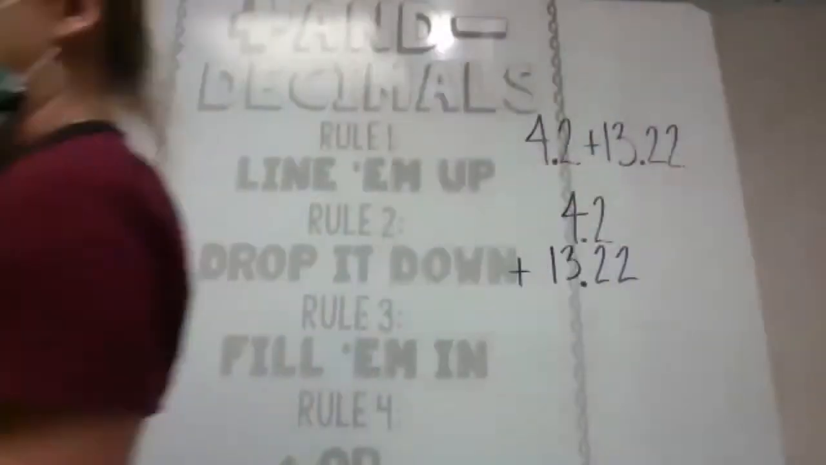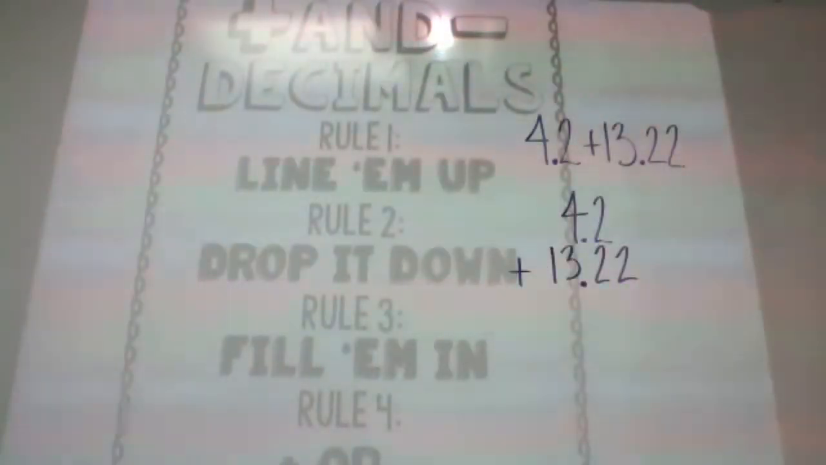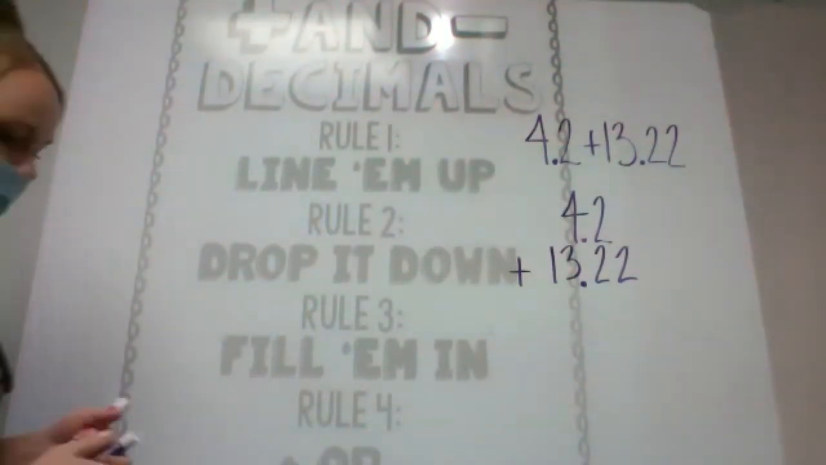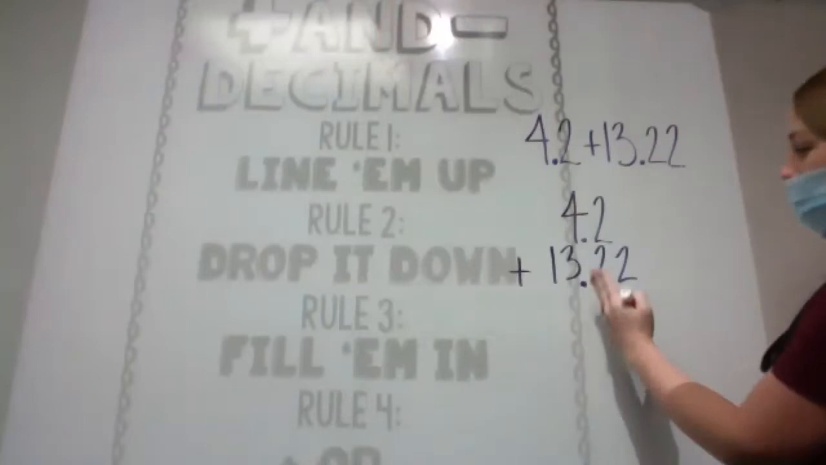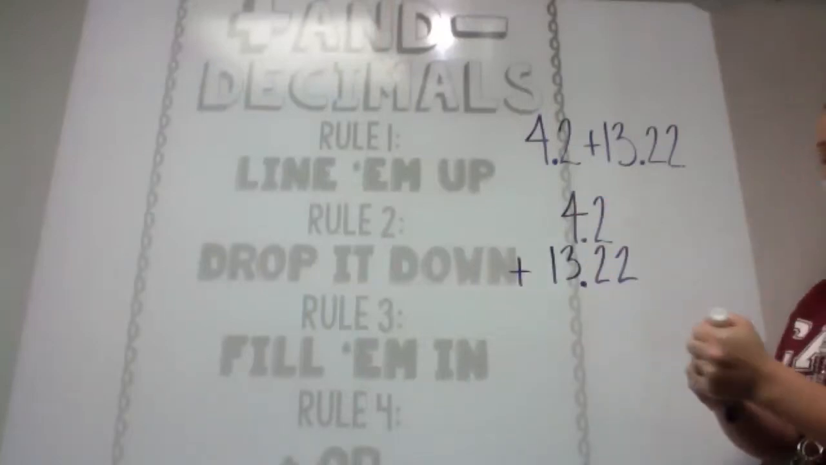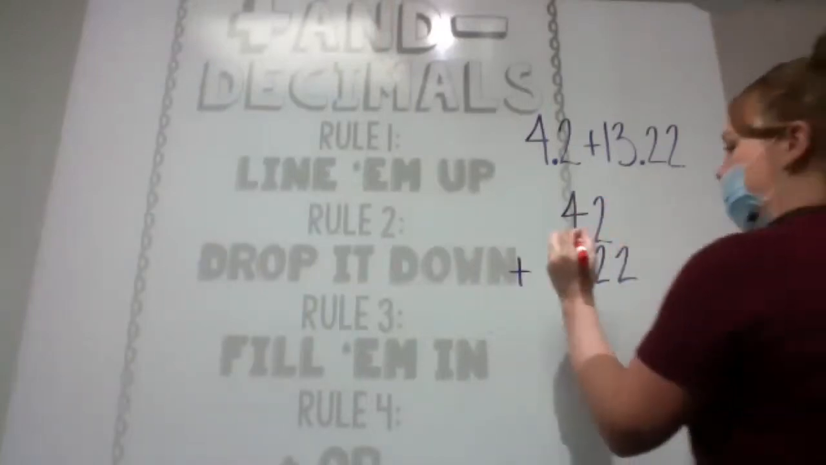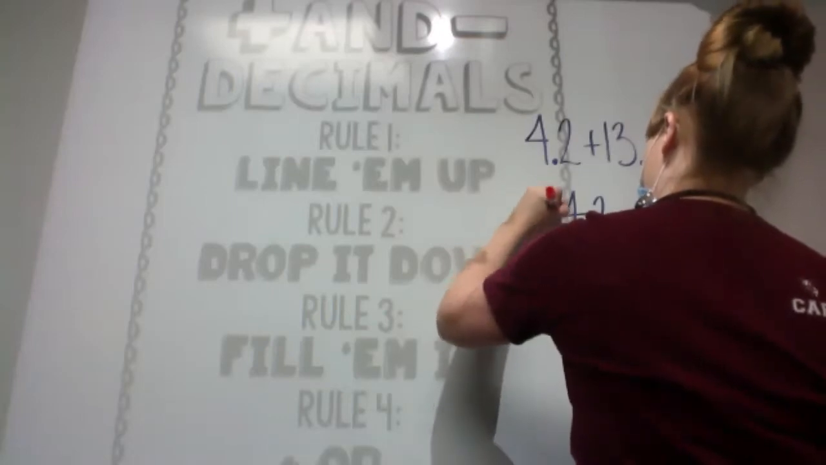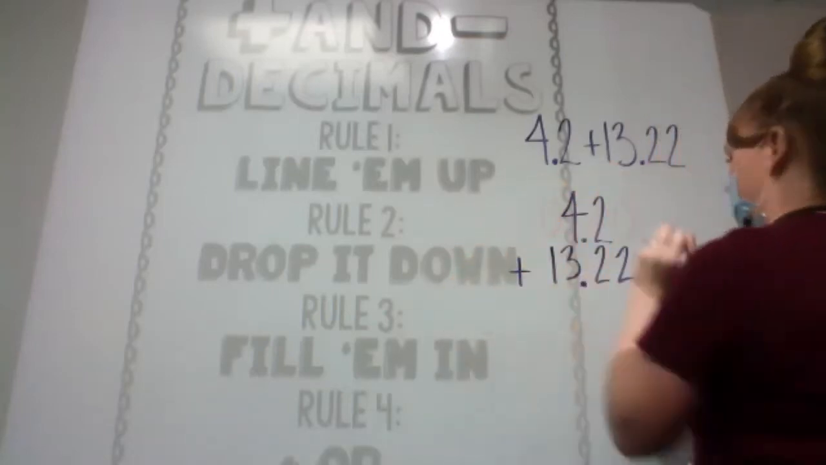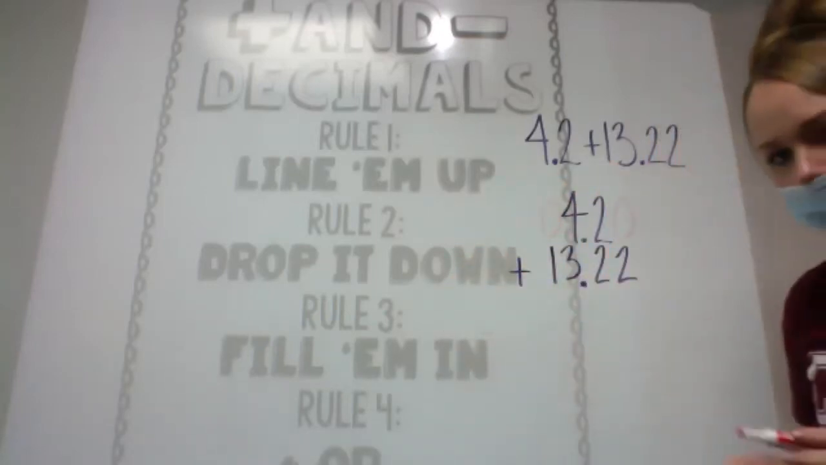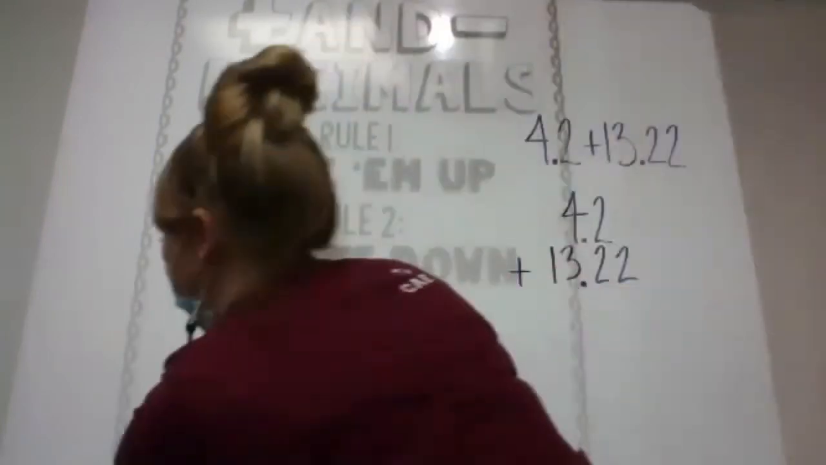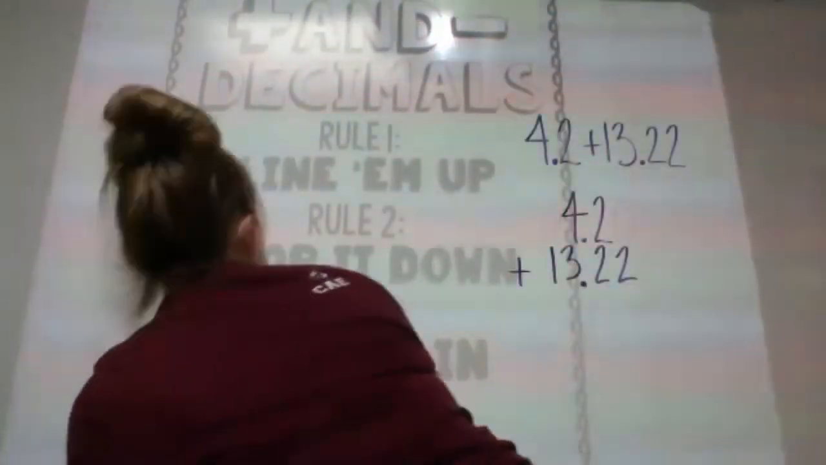Do I need to fill in any spots? Yes. Yeah, I sure do, okay? I could show that in a different color. You just have to make sure these are lined up and line up your numbers good, okay? And then I could put a 0 here, and I could put a 0 here. Why don't y'all go ahead and add them up?